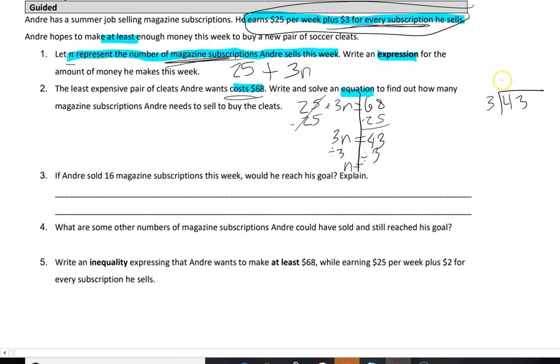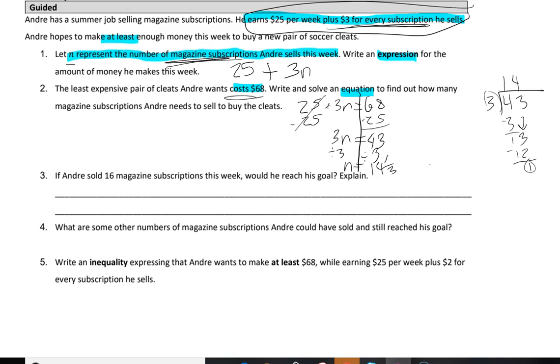3 goes into 4 once. 3 goes into 13 4 times. And I actually am still left with 1. So we could make a decimal, or I'm going to actually make a mixed number. I'm going to say n equals 14 and 1/3. So if he wanted these $68 cleats, Andre would have to sell exactly 14 and 1/3 subscriptions.